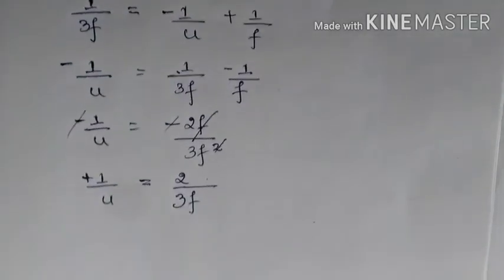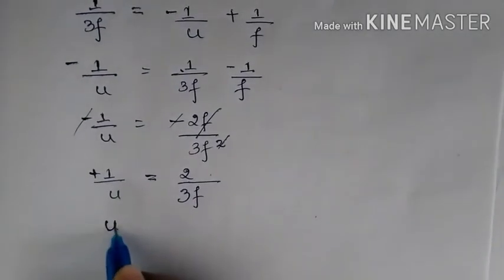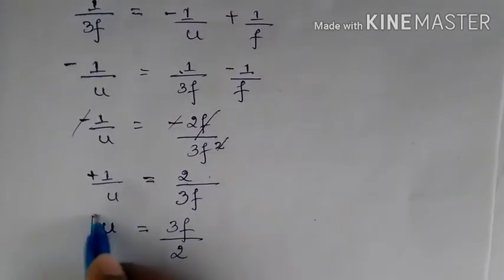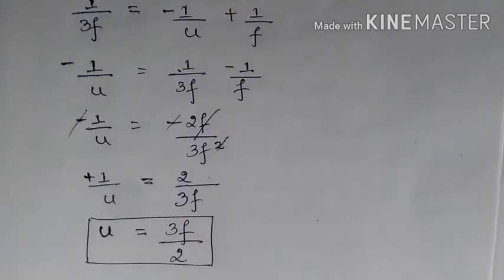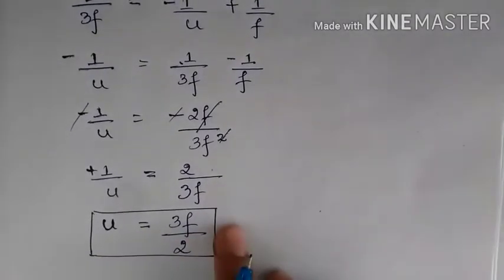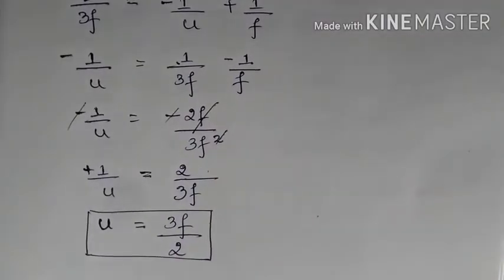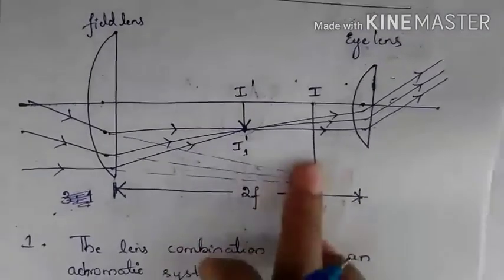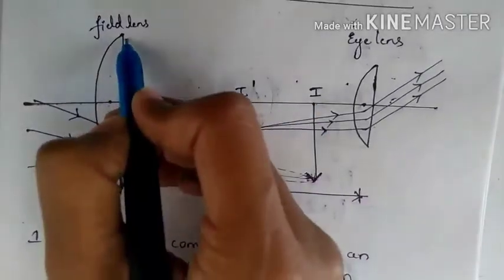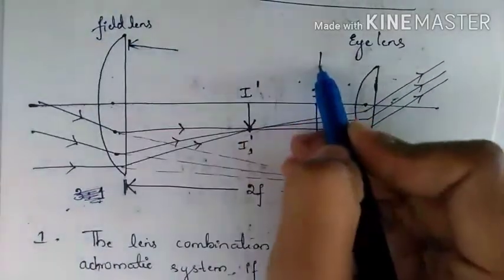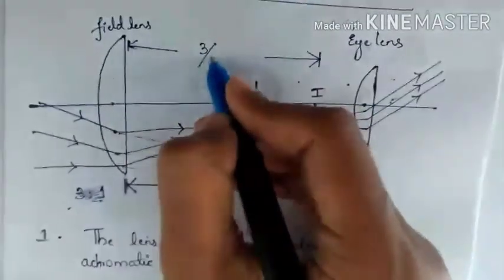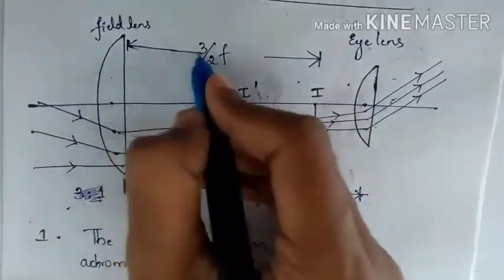Okay. Next, what we want is u. U is 3f by 2. So u is positive 3f by 2. So now let us mark this in a diagram. So this is the object for the field lens, and this distance from here to here is how much? So we got that as 3 by 2f.